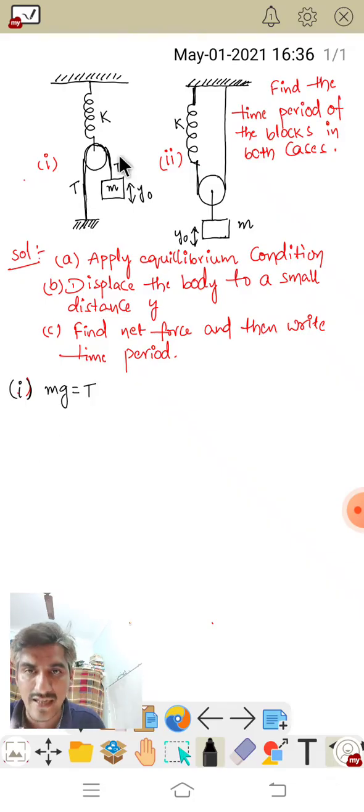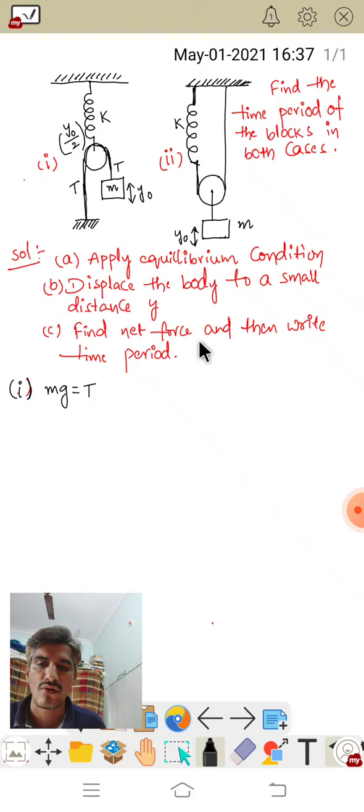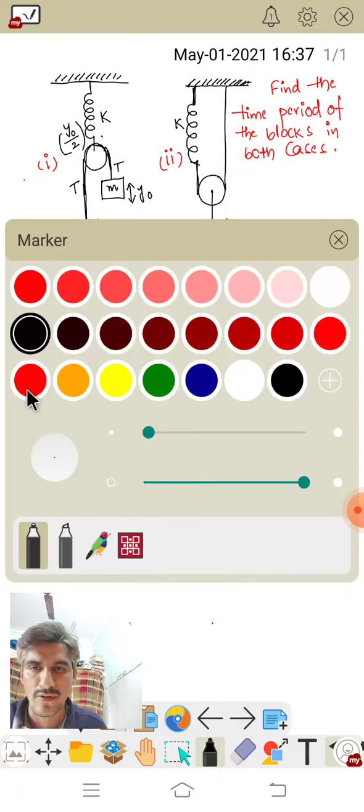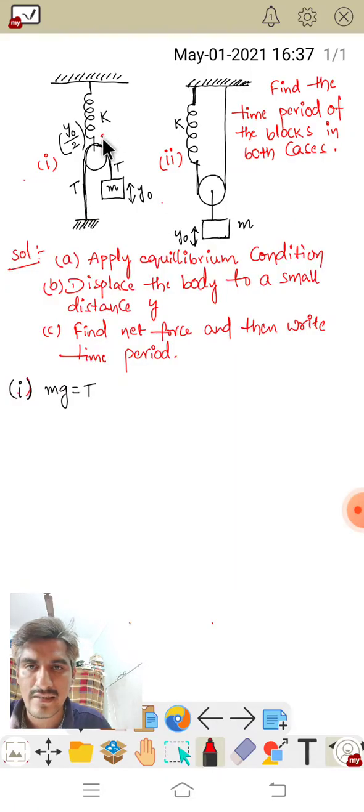In such case, what will be the elongation in the spring? Suppose it comes to a distance of y naught, then the spring will be elongated to a distance of y naught by 2, as we discussed in the previous video. You can see my previous video so that you will have an idea. So mg is equal to T we have applied, and can you tell me what is the tensional force at this point? Here it is 2T. Am I right or not? It is 2T.